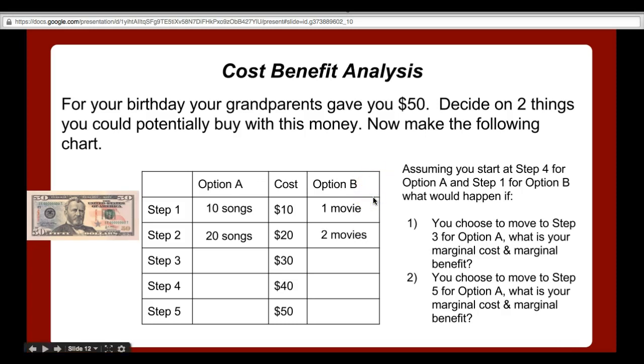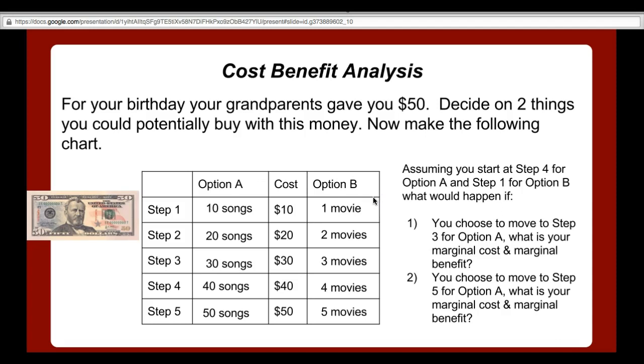Follow where this is going? At $30, I could get 30 songs, or go to 3 movies. At $40, I could get 40 songs, or go to 4 movies. At $50, I could get 50 songs, or go to 5 movies.